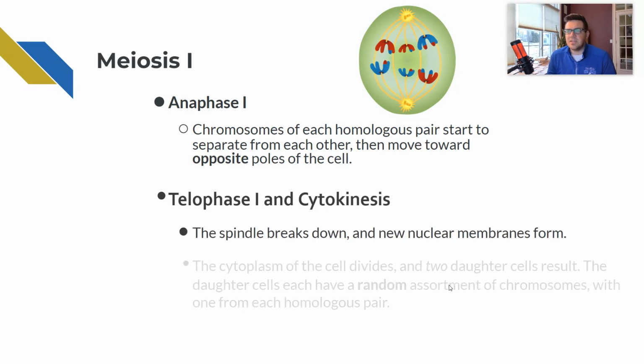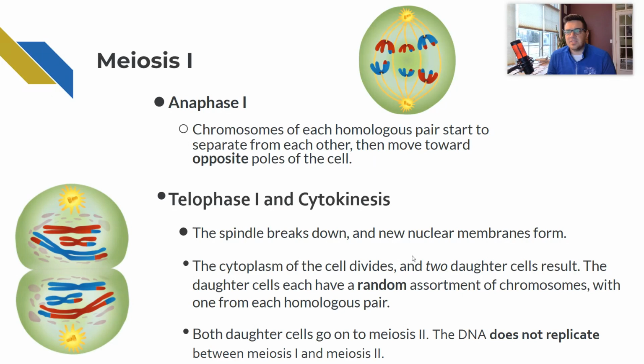And then telophase 1 and cytokinesis, where the spindle fiber breaks down and a new nuclear membrane forms, and the cytoplasm of the cell divides and 2 daughter cells result. So we have that happening here, right? We can see the cytoplasm starting to divide right here in what we call a cleavage furrow. We can see that the nuclear membrane starts reforming, almost as if we're going to form 2 new cells and 2 new nuclei.